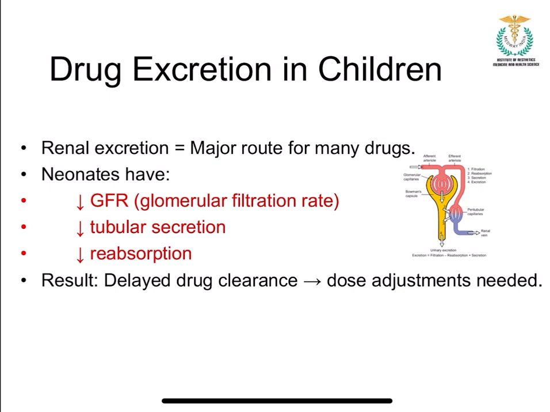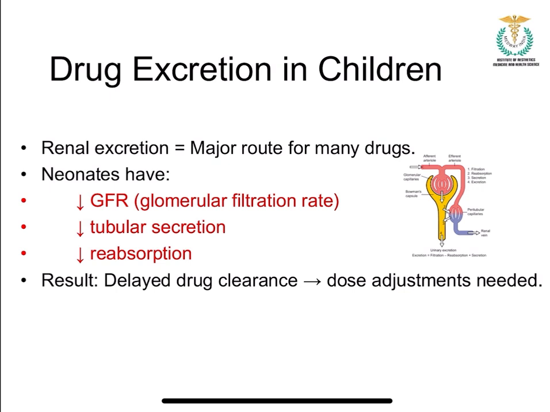Now, talking about drug excretion. Renal excretion, we all agree, is the major route for most drugs. But newborns again have a much reduced glomerular filtration rate. Why do you think the GFR is low? Because they still have immature kidneys. The tubular secretion is low and also reabsorption is low. What does it cause? There is delayed drug clearance. The drug clearance in newborns is much delayed and hence doses have to be adjusted.